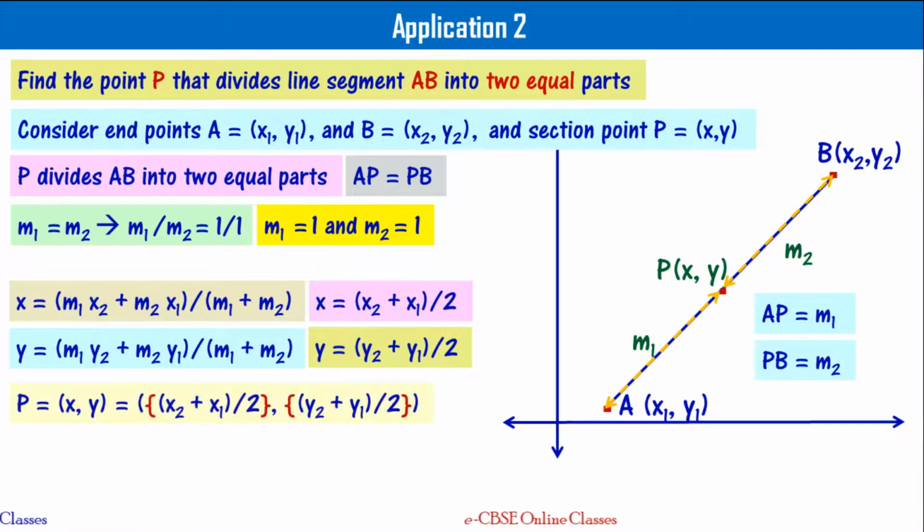Now, we can say that the point P that divides the line segment AB into two equal parts is x1 plus x2 divided by 2 comma y1 plus y2 divided by 2. Please take a note of that. This is what we are asked to find, right?